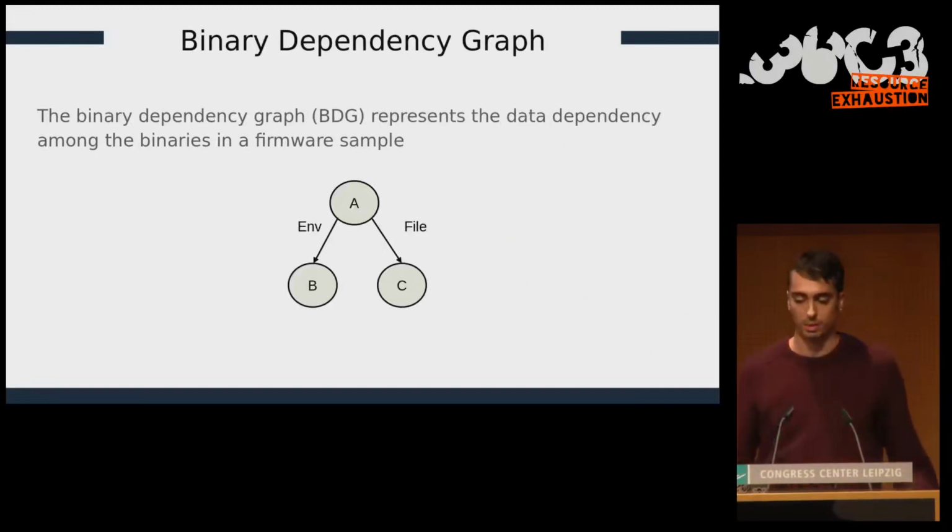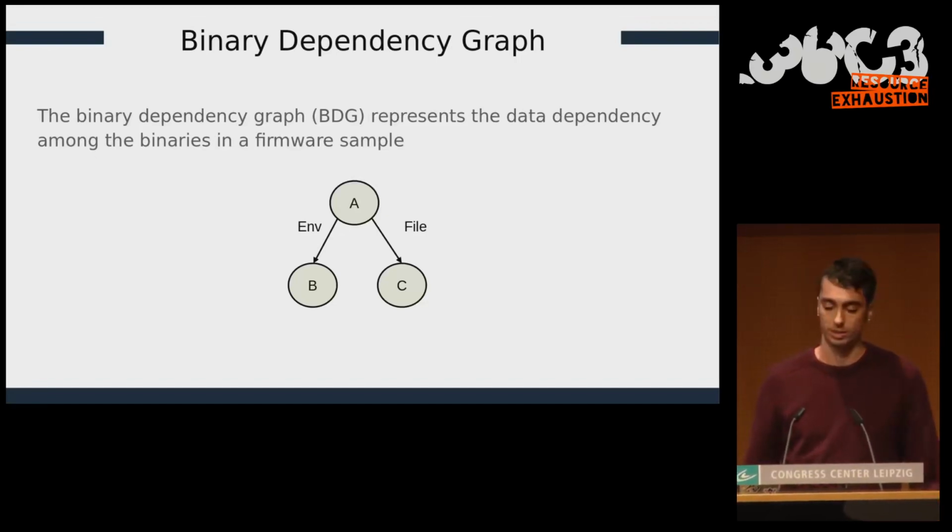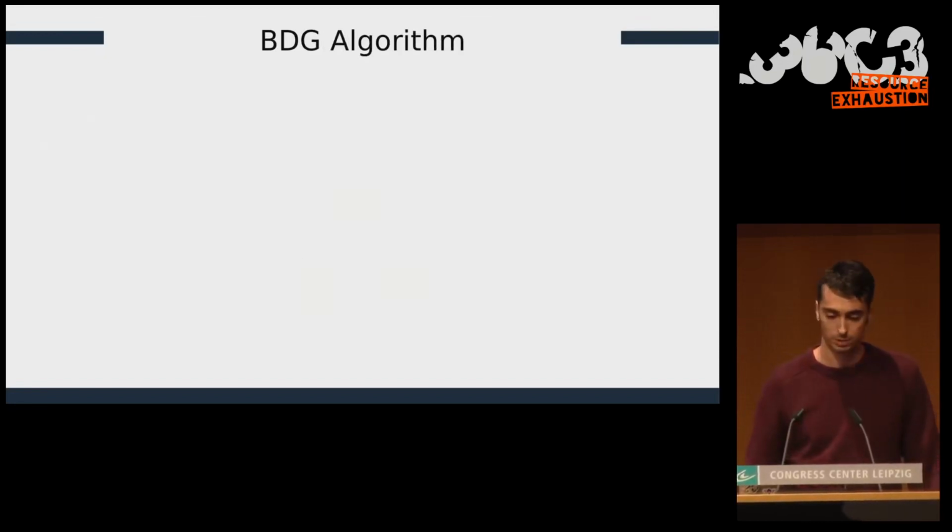After this, we build the binary dependency graph. Again, the binary dependency graph represents the data dependency among the binaries in a firmware sample. For instance, this simple graph will tell us that a binary A communicates with binary C using files, and the same binary A communicates with another binary B using environment variables. Let's see how this works.